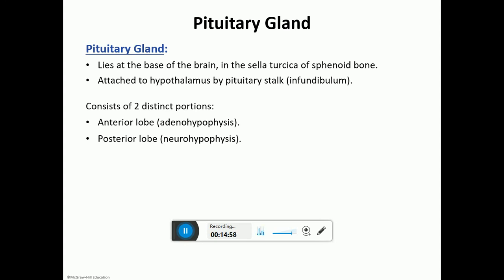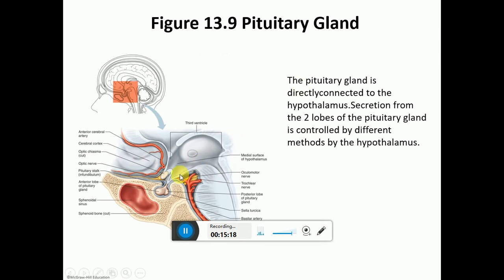The posterior lobe, though, known as the neurohypophysis again, is really not a gland. It's not made out of glandular tissue. It's made out of nervous tissue. The pituitary gland is attached to the hypothalamus by a pituitary stalk, also known as the infundibulum. So here you can see the pituitary gland inside of the sella turcica, found in the sphenoid bone. That's your anterior lobe. That is the posterior lobe. And you can see here that connection between the pituitary gland and the hypothalamus above it through that infundibulum.